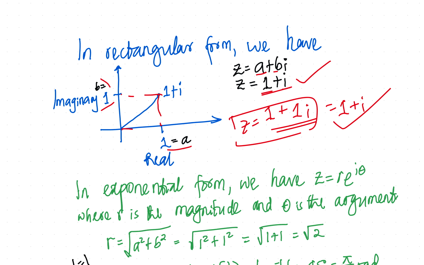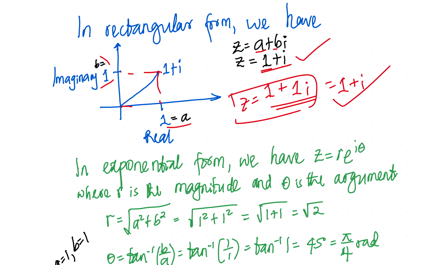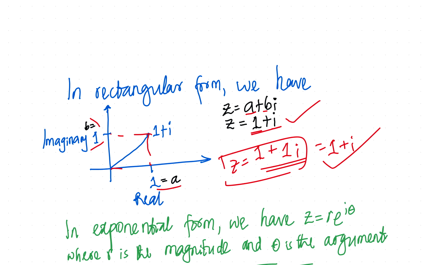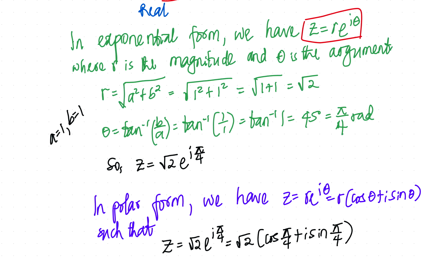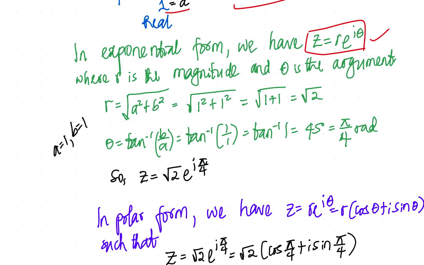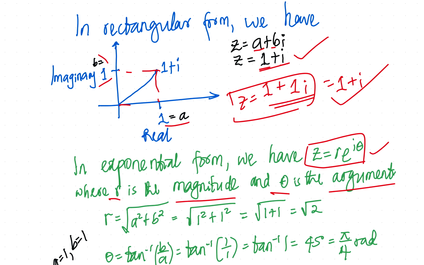Now, in exponential form, generally, the exponential form is Z equals r e raised to power i theta, which leads to the Euler formula. So in exponential form, we have Z equals r e raised to power i theta, where r is the magnitude and theta is the argument or the angle. Right from here, you can see this is the theta and this is r now: the magnitude r and the angle theta.